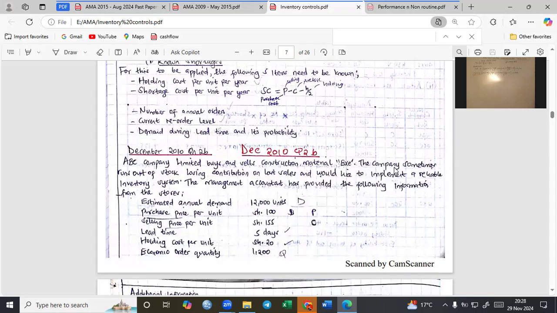Now other items you need to know. Apart from the holding cost per unit, you need to know the shortage cost per unit. You need to know the number of annual orders, the current reorder level, and then the demand during the lead time. That is very important. It is called DDLT, demand during lead time, and its probability. That is very important.